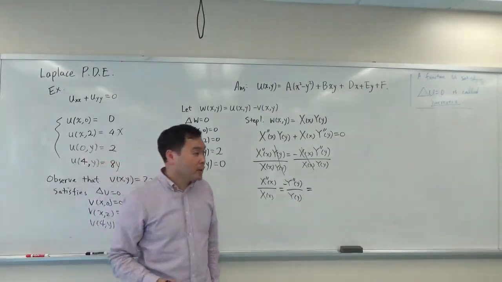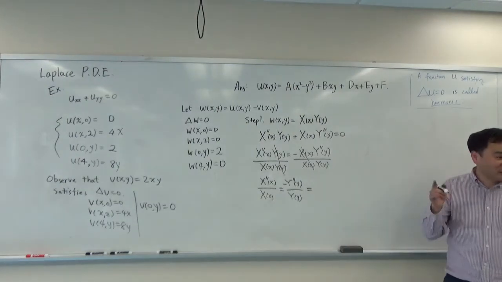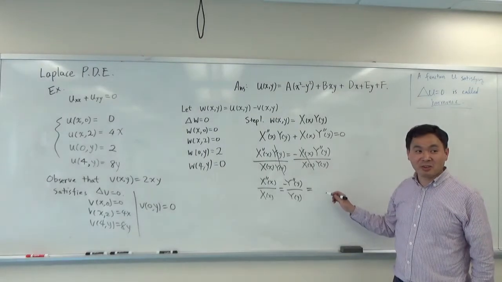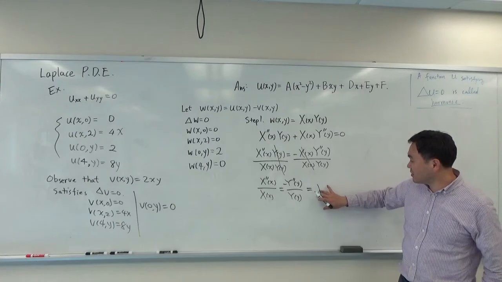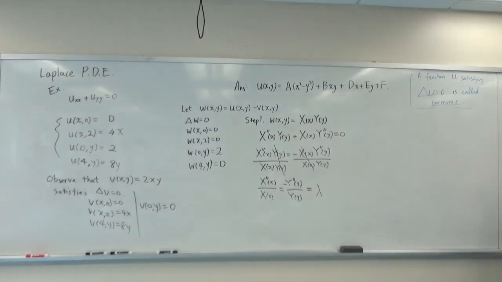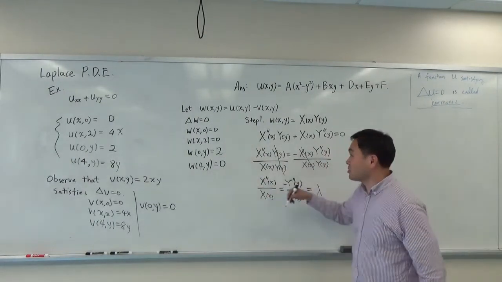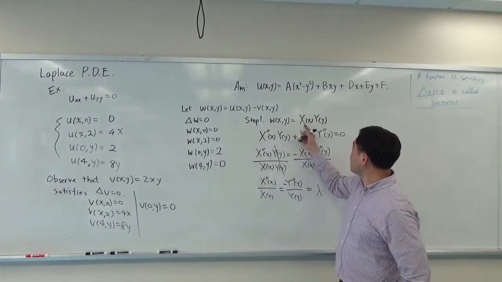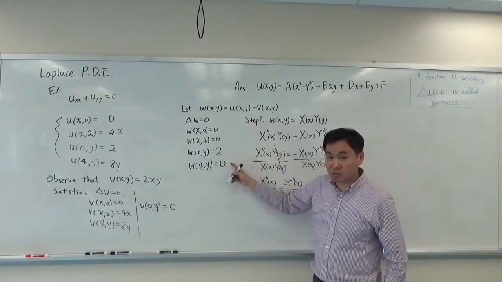Okay? However, there's one difference between what we did on Monday and here. We don't want to name this negative lambda. We want to name this lambda. Why? Why the difference? Well, look at the boundary conditions. We only need the ones with zeros, right? Because this type of solution cannot satisfy all of them. We can only satisfy the ones with zeros, okay?